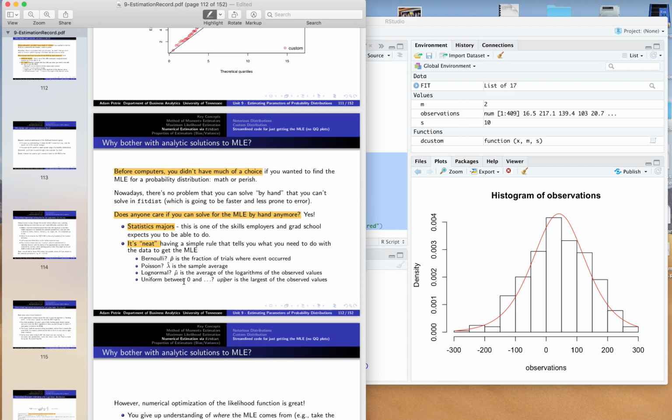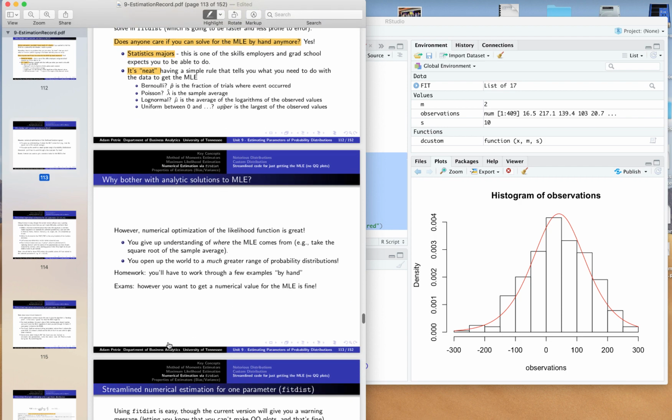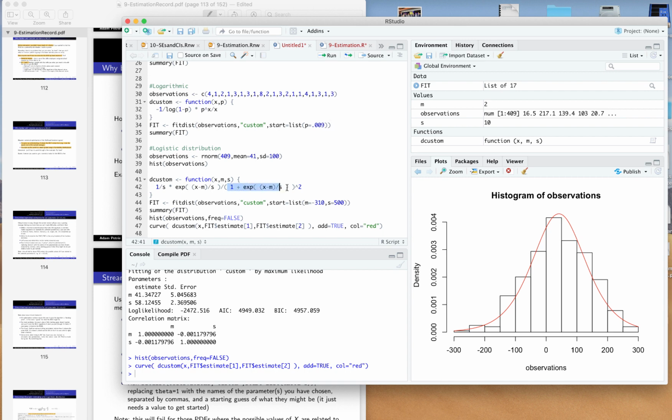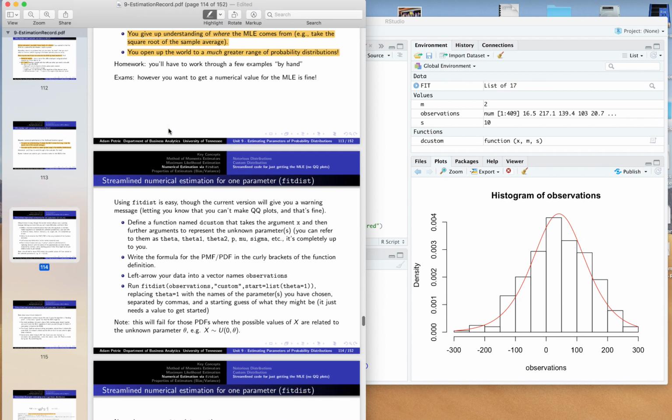So fitdist is fantastic, and I encourage you to use it from here on out. If you just use fitdist every day for the rest of your life, what you're giving up is the understanding of where that MLE comes from, what that simple rule is, like taking the reciprocal of 1 plus x bar. But you open up the world to a much greater variety of probability distributions that you can fit, and much more quickly. With algebra, you can make mistakes. Transcribing equations, you can still make mistakes, like I just gloriously showed. But hey, fitdist, fantastic tool for you to use.